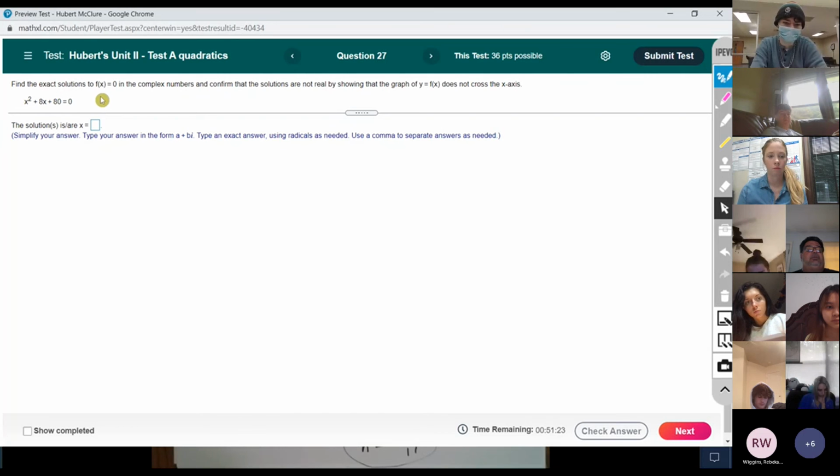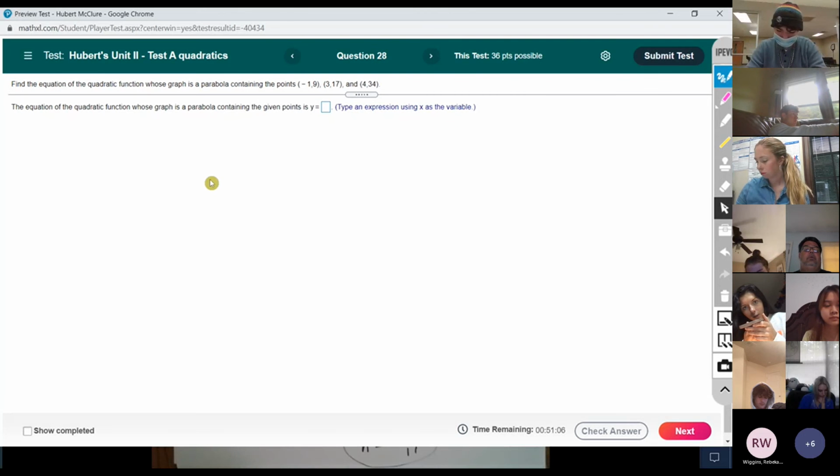Find the exact solutions. Okay, that's by factoring or by completing the square. I would probably do completing the square. Make sure you leave it in radical form. That's what exact means. And we did one like this. Find the equation of the quadratic. We did the one like that a while ago.